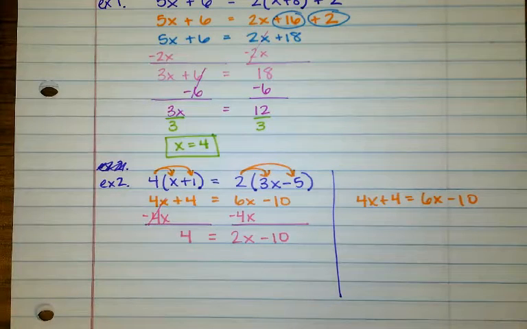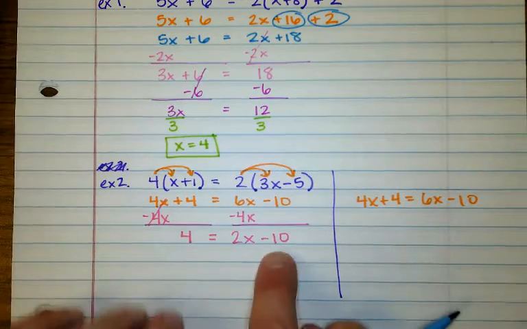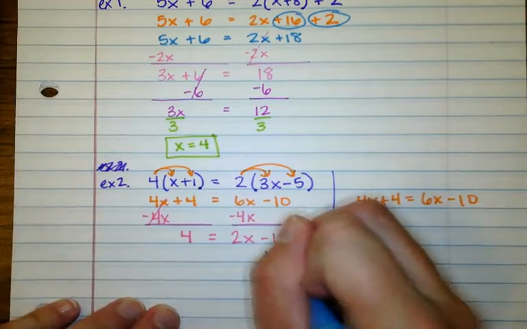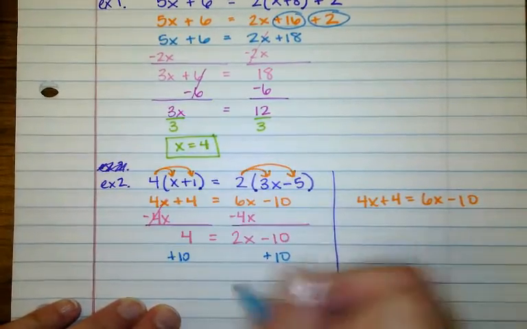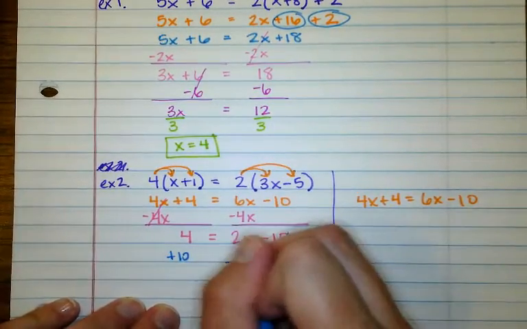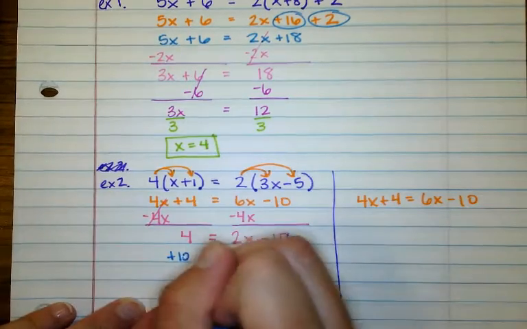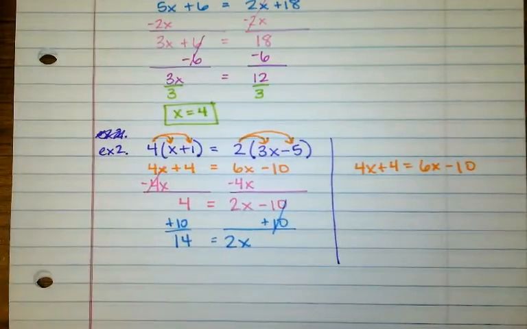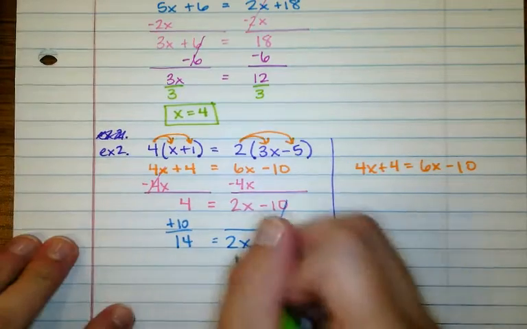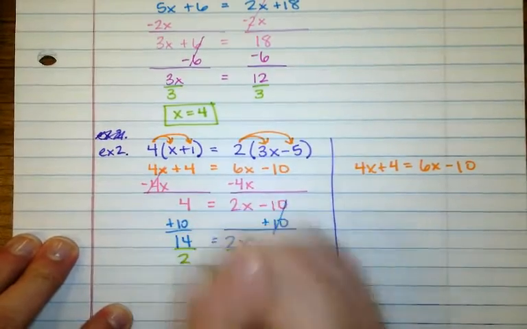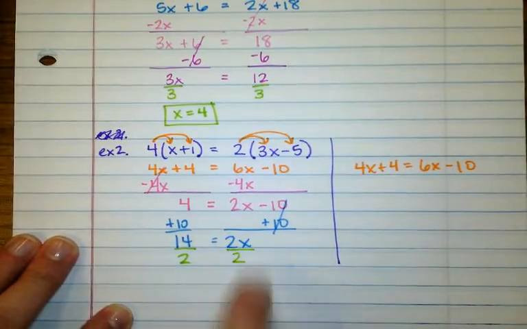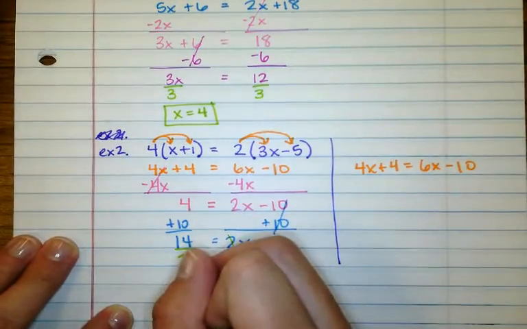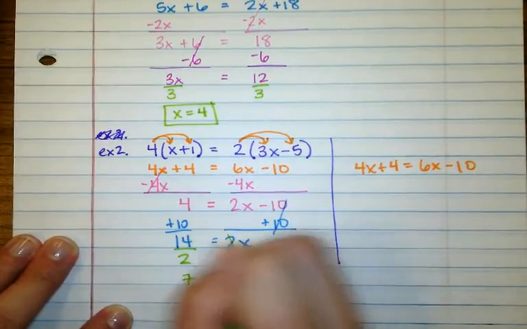Now, what are we going to do? We need to get our 10 off of this side, right? So I'm going to add 10 to both sides. And we're just left with 2x equals 14. And our final step will be that we divide by 2. If we divide by 2, our 2's are going to cancel out right here. And 14 divided by 2 is 7. So x is equal to 7.